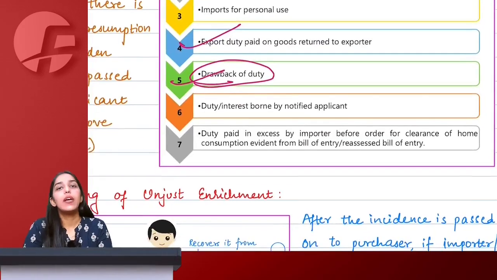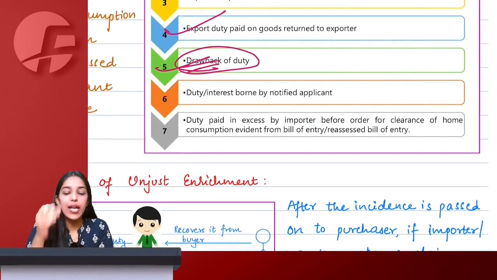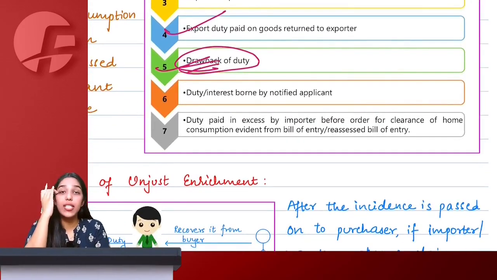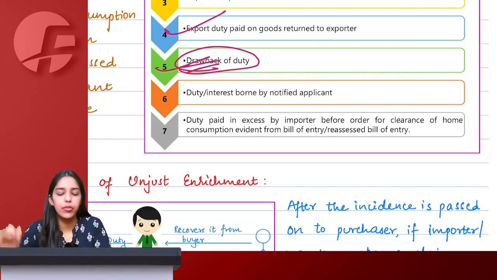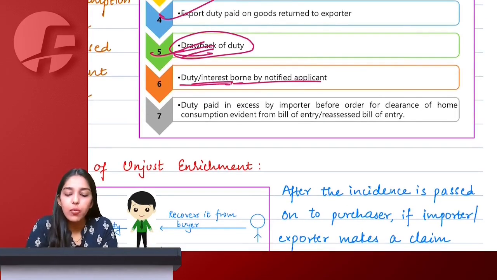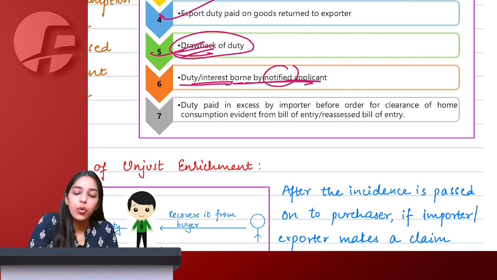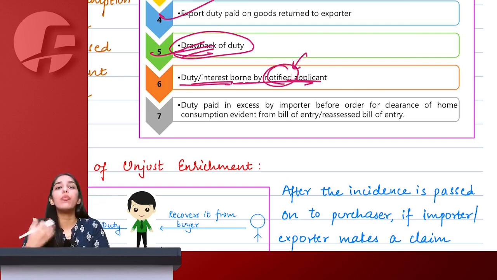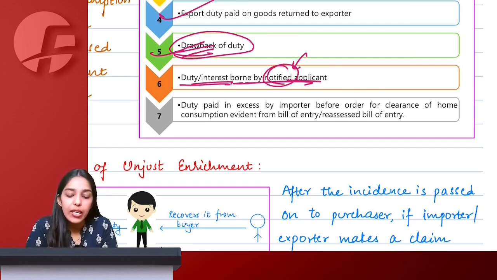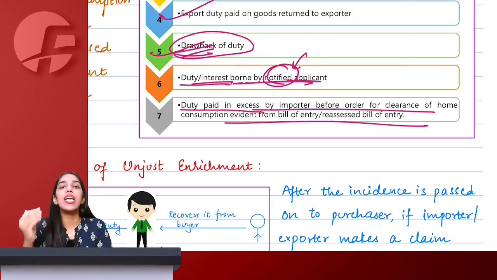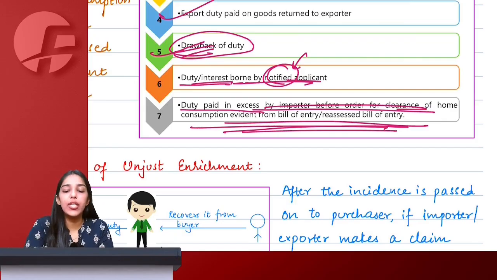Drawback of duty. Simple. Drawback provisions as such are now not applicable from your examination point of view, but it is okay. You can just remember this point. Then duty interest borne by notified applicant. Government may notify some people who are not required to prove unjust enrichment. And if there is any excess duty paid which is evident from bill of entry, it is very much evident from bill of entry that you have paid excess duty.